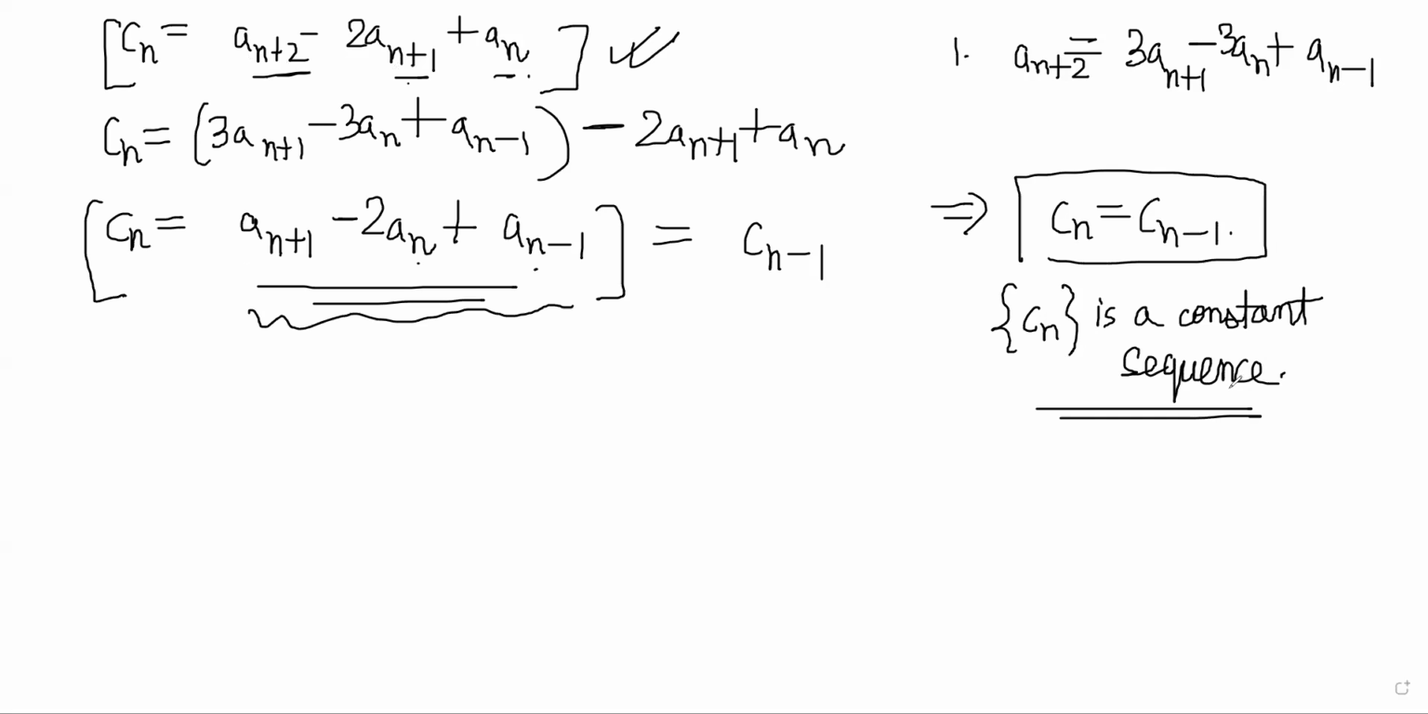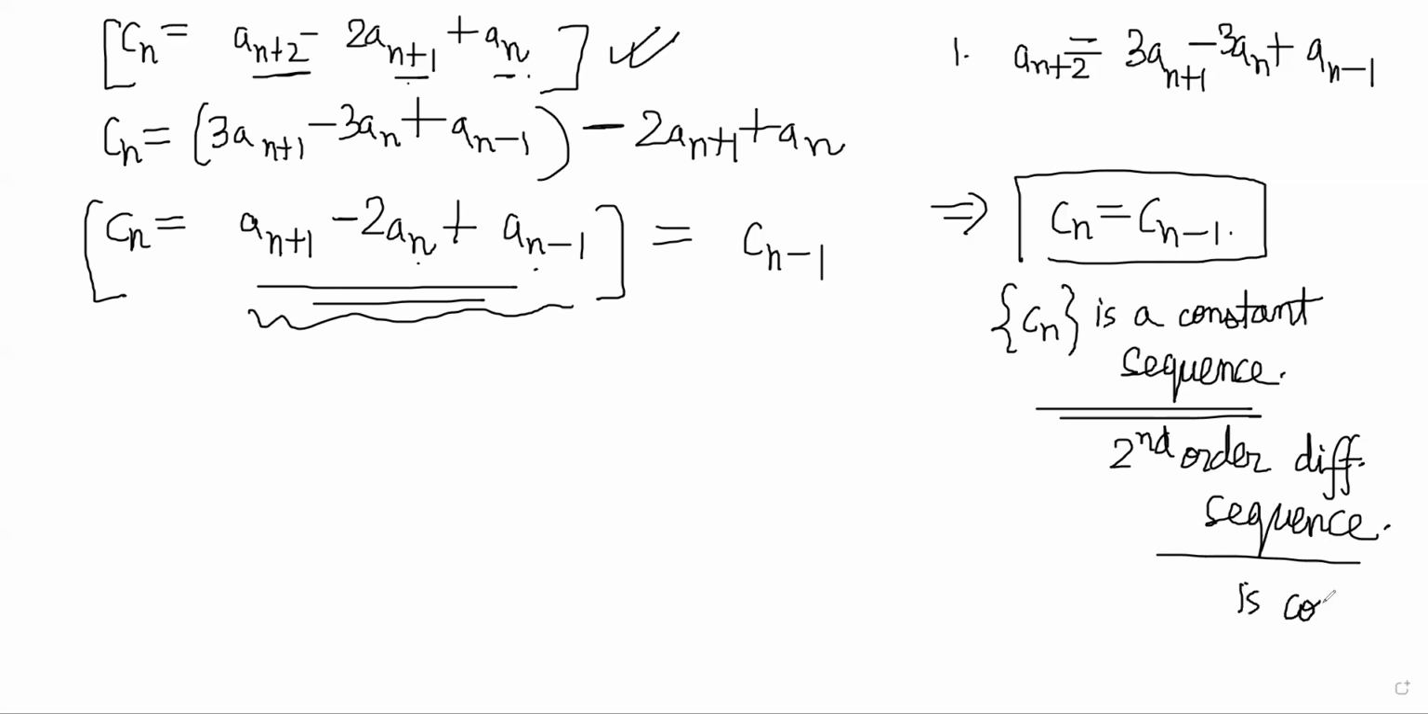And Cn is a constant sequence means the second order difference sequence is constant. That means our original sequence is an order 2 sequence, and the Bn sequence is a simple arithmetic progression, because the Bn sequence must be order 1 now, right? Correct. So now what we will do is look at condition 2 of the problem, which says 2a2 is equal to a1 plus a3 minus 2.